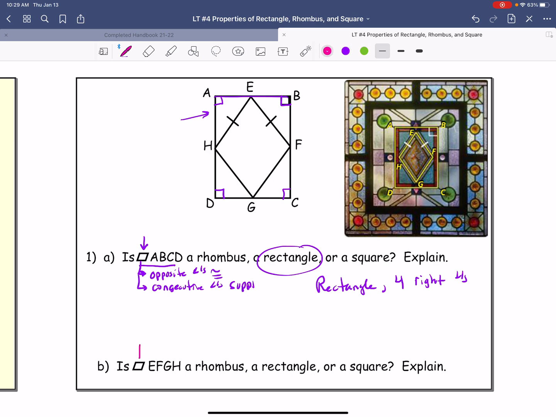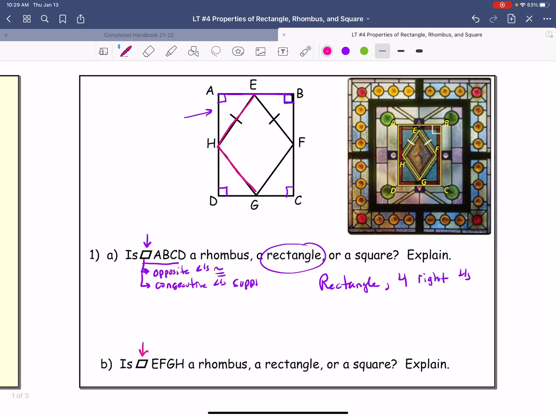Down here is parallelogram EFGH, a rhombus, rectangle, or square. Where EFGH is this shape here. We're only given these 2 sides congruent. And so what I know with the parallelogram is opposite sides are congruent. So if EF has 1 slash, so does HG. If EH has 1 slash, so does FG. What this does is it creates all 4 sides being congruent. So this is a rhombus. All 4 sides are congruent.